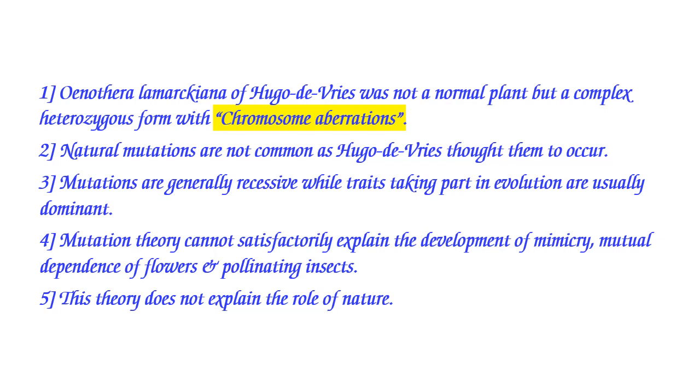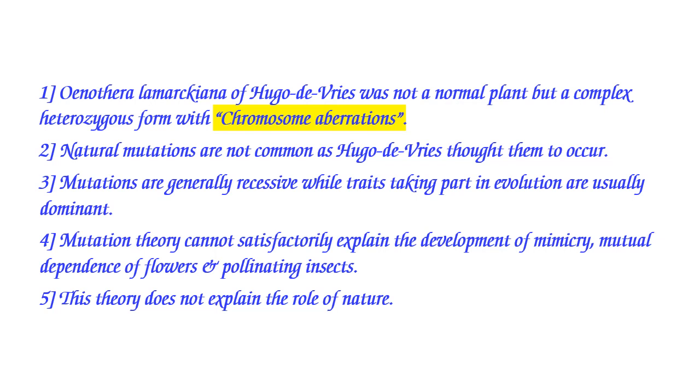When these two are self-pollinated, you will get F1 plants, that is Tt, heterozygous condition. There tall is the dominant one. Now here, Oenothera lamarckiana of Hugo de Vries was not a normal plant. It is a complex heterozygous. That means different types of genes are present that form the chromosome aberrations, differences in the chromosome.